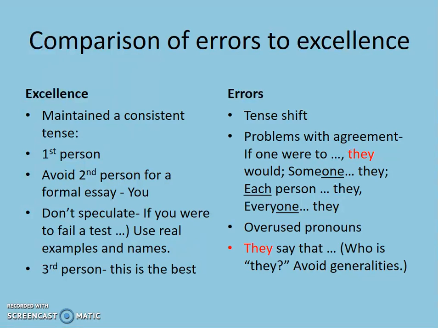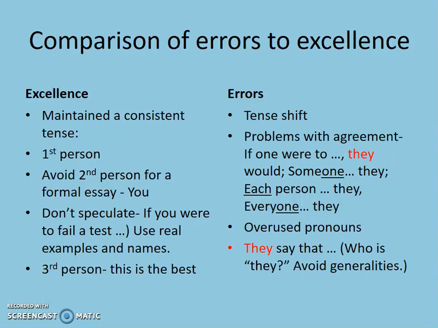And I want to talk to you a little bit about problems with agreement. If you're going to speak with one, the universal one, if one were to, that's actually singular. So you'd have to say, if one were to, he or she. That sounds very awkward. So I would just make it plural. If people were to, they would. Someone, notice I underline the word one, that's singular. So you can't use the word they, it has to be he or she. Each person, that's each single person, also requires he or she. Everyone, that's every single one, that's a singular pronoun that requires he or she.